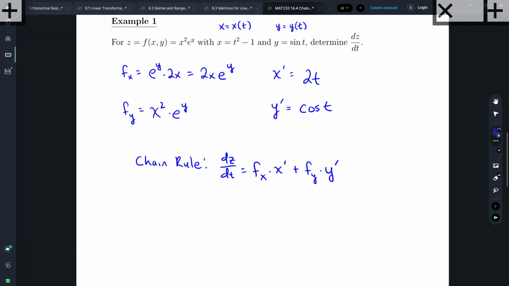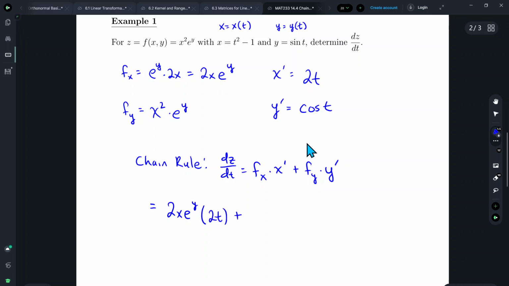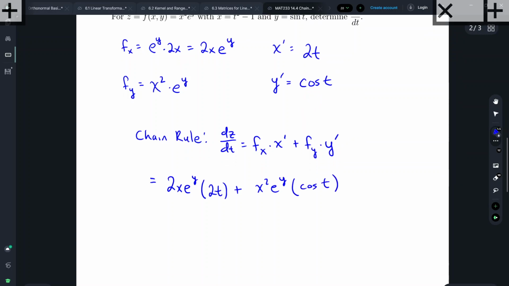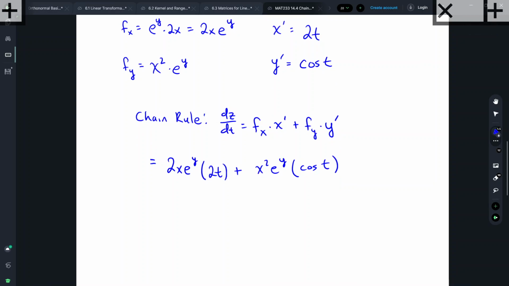So let me start over here to give myself a little bit of space. The partial of f with respect to x is exactly this thing here, so 2x e to the y, and then times x prime, which is 2t, plus the partial of f with respect to y, which is this expression here, so x squared e to the y, and then times y prime, which is cosine of t. Okay, so that's what we get.